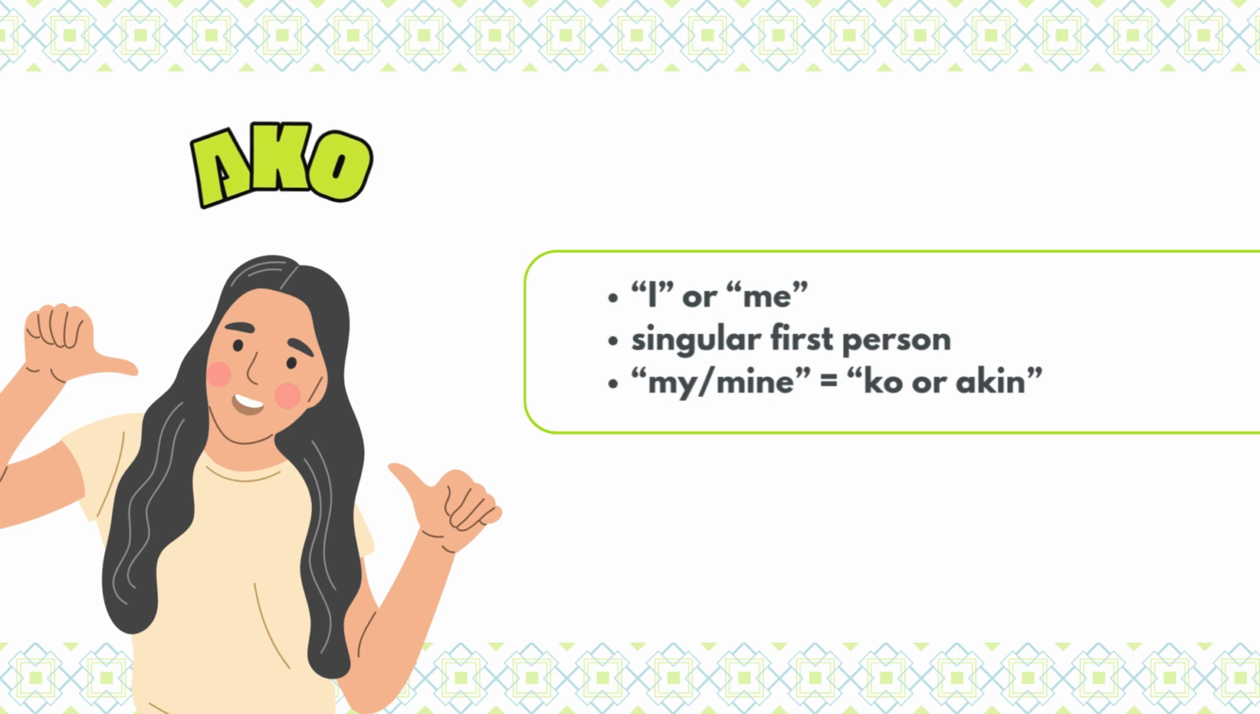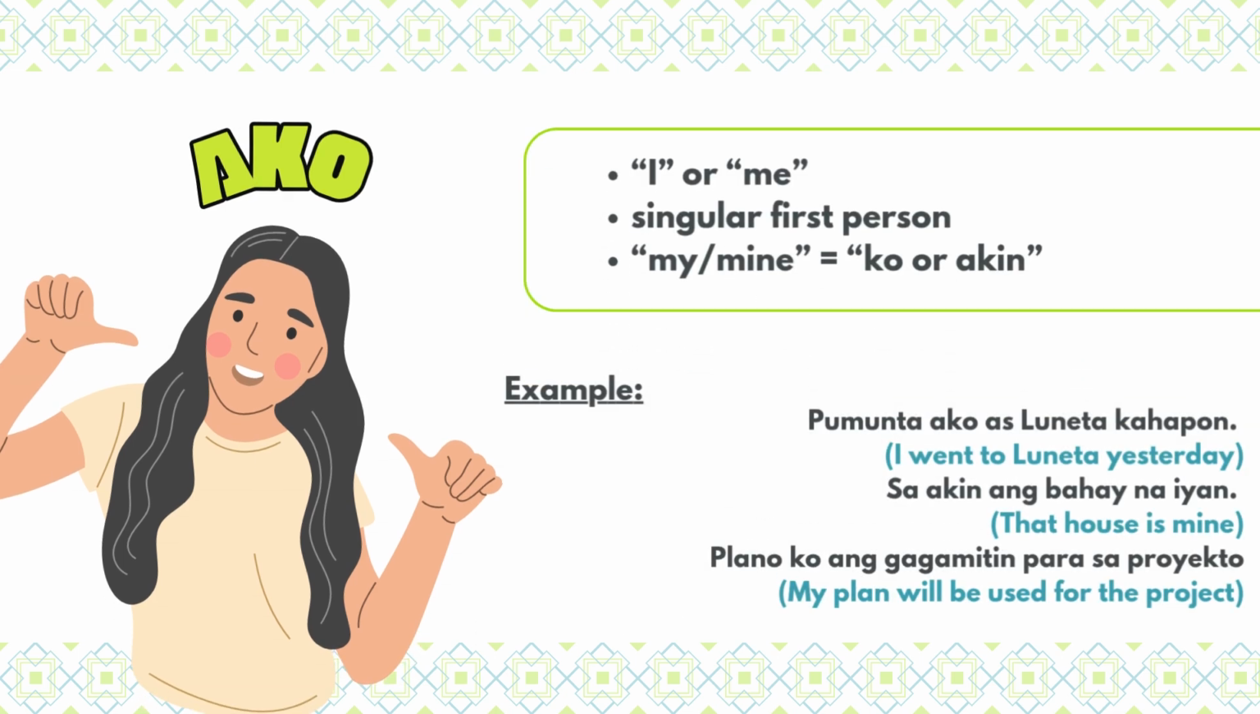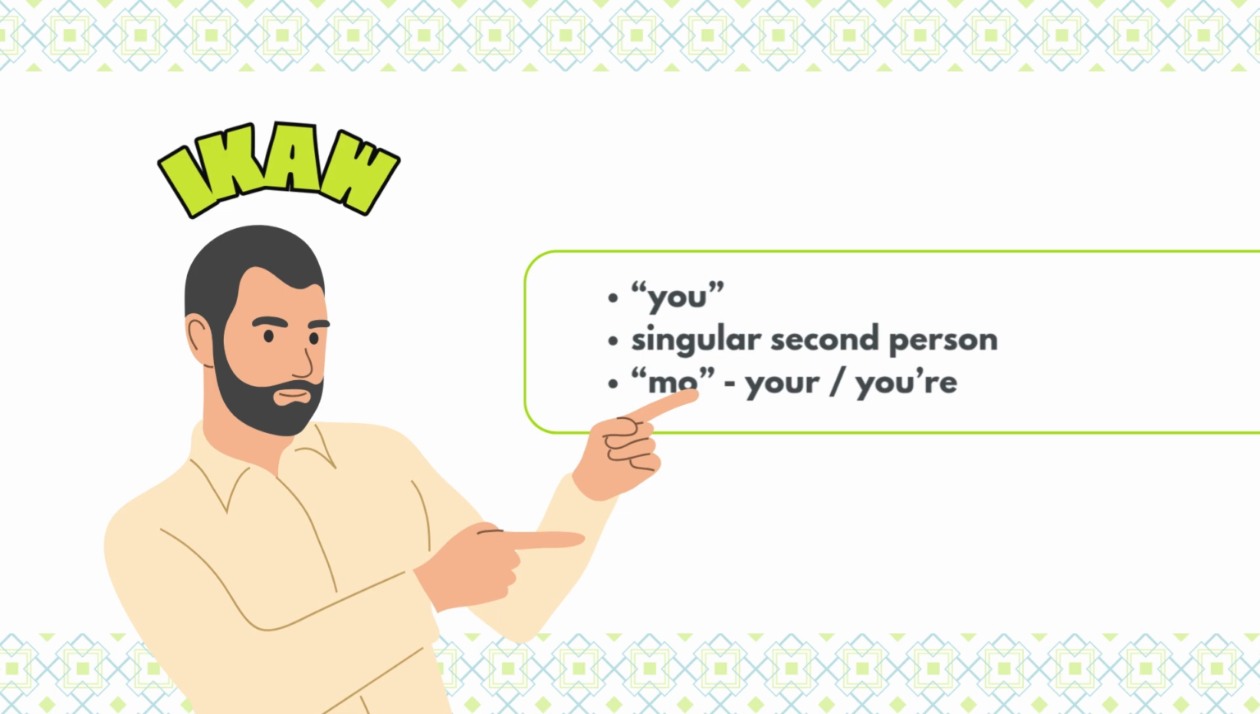Ako, or in English I, refers to a singular first person. In a sentence, pumunta ako sa Luneta kahapon. Or, I went to Luneta yesterday. Another is, sa akin ang bahay na iyan. Or in English, that house is mine. Third, plano ko ang gagamitin para sa proyekto. Or, my plan will be used for the project.